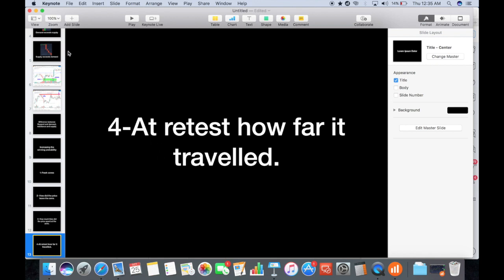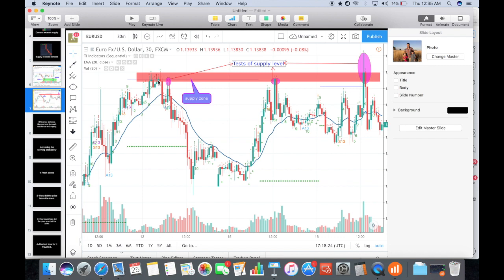At retest, how far did it travel? For example, if you see over here, after this supply zone, the prices travel a lot of distance downwards, right? All the way from here to here. After this was the first retest, then another retest. So the more distance the prices travel, the more legitimate the zone is. We can book more profits from that demand or supply zone if the prices retest after covering a good amount of distance.